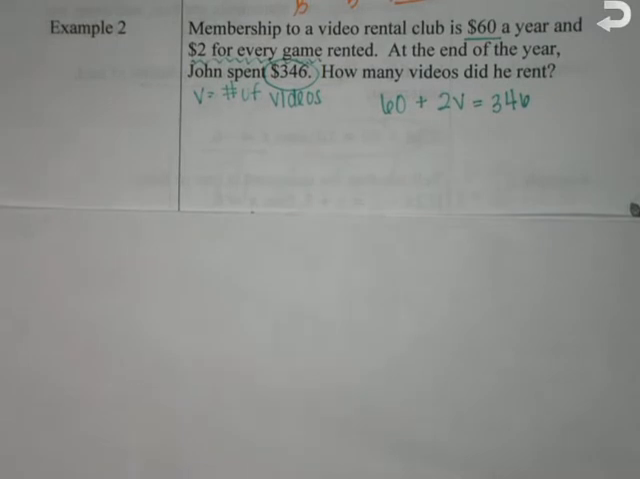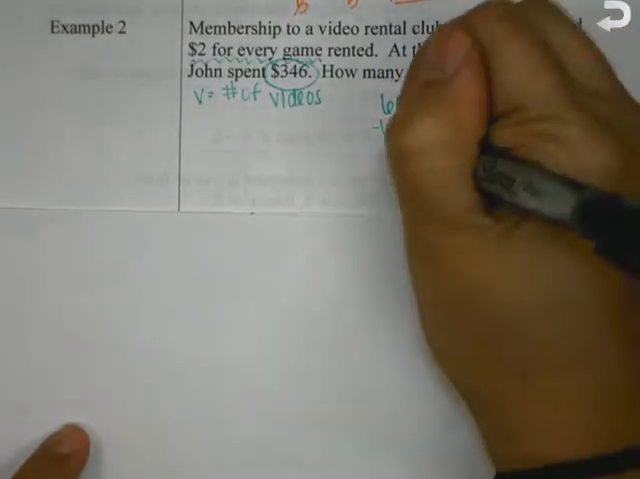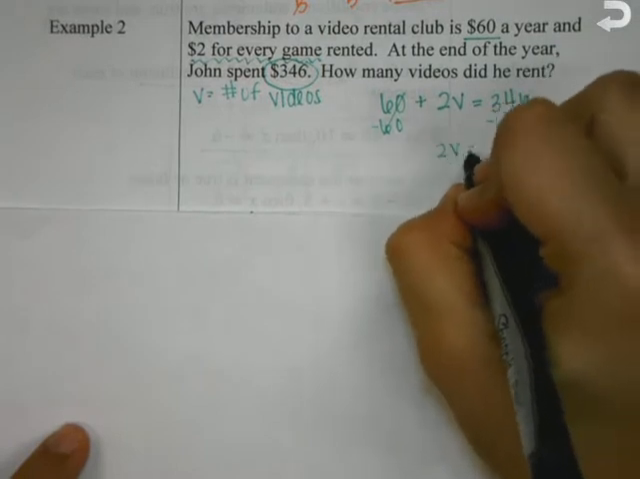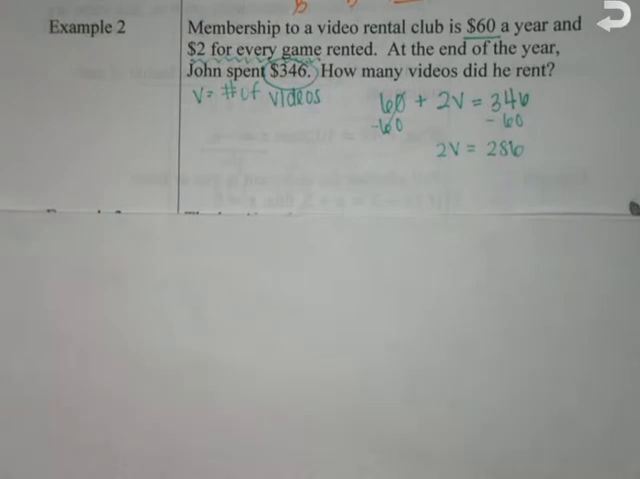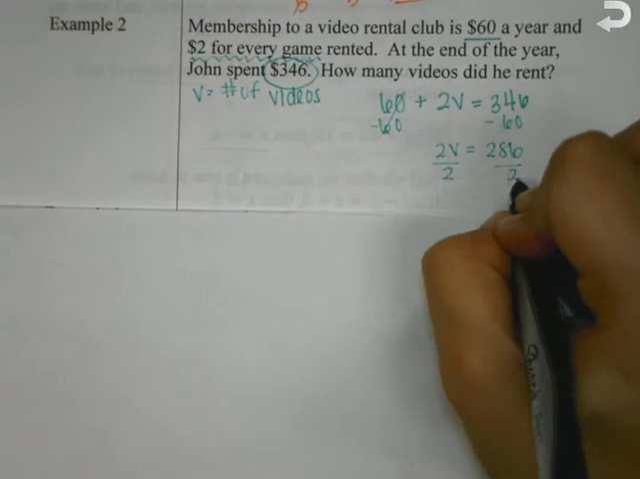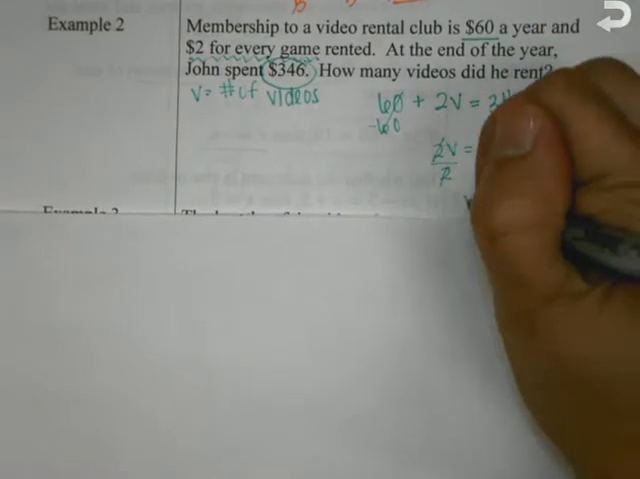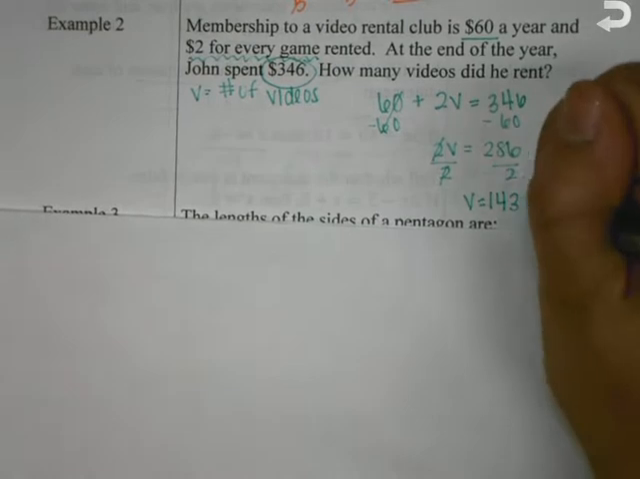Okay, guys. What do I do in my first step? Who can raise their hand and tell me? Aaliyah. Very good. Subtract 60 from both sides. So that gives me 2V equals 286. Okay, somebody different. What's my next step? Marcus? Divide by 2. So we get V equals 143 what? Videos. Good.